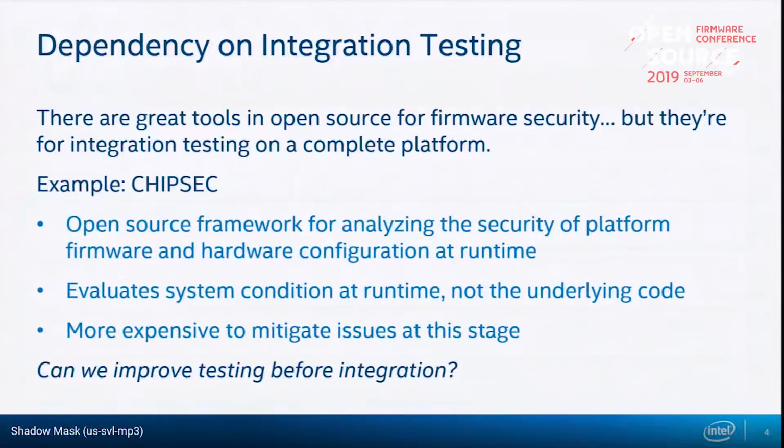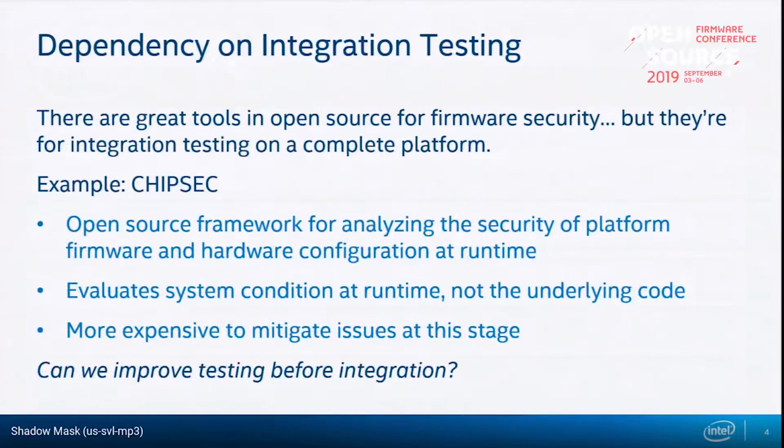But it evaluates the system condition at runtime, not the underlying code. So ChipSec can tell you, I set the bit correctly. It can't tell you if you set the bit in the most optimal way. So what most people exploit is not the setting of the bit, but it's how you set the bit. So it's really expensive to mitigate issues in integration. By the time you get to integration, you're possibly into what you optimistically are calling a beta, which is probably really still an alpha, but we'll call it a beta just to be nice to everybody.